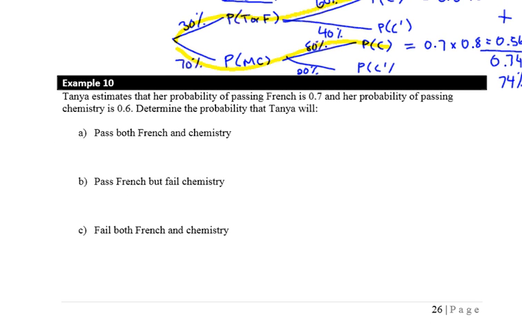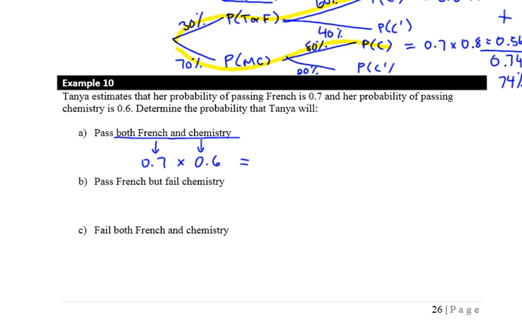Okay. Tanya estimates that her probability of passing French is 0.7 and her probability of passing chemistry is 0.6. Determine the probability that Tanya will pass both French and chemistry. So again, you could make the same chart, set it up into French and chemistry, pass, fail. The other option is you can actually just work it out yourself. If she wants to pass both, what's the probability she passes French? 70%. What's the probability she passes chem? 60%.